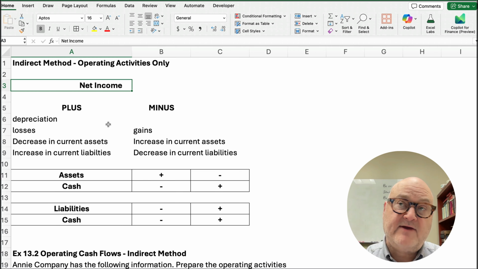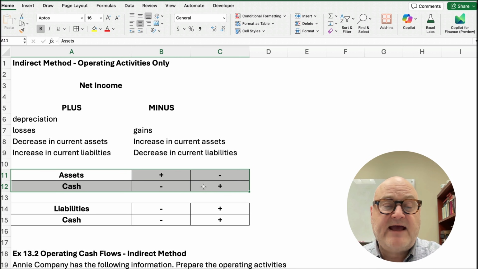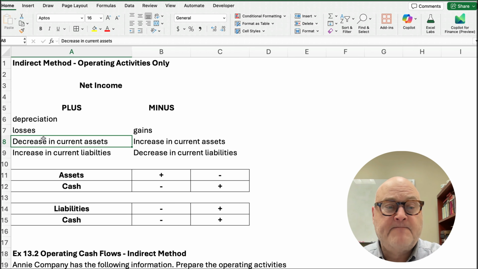Now, assets, we're going to decrease. Anytime we decrease assets, then we know that increases cash. So we're going to make a simple rule here that assets and cash are opposites. So if assets go up, cash goes down. If assets go down, cash goes up. So this is this right here.